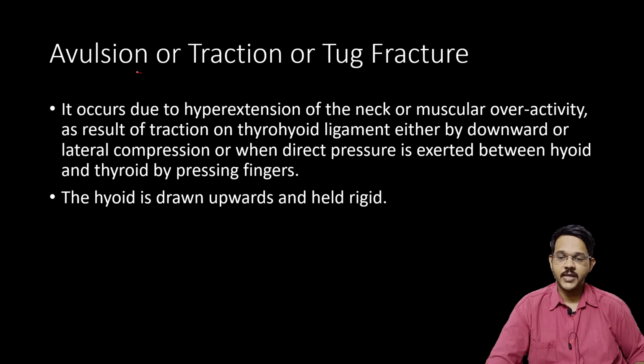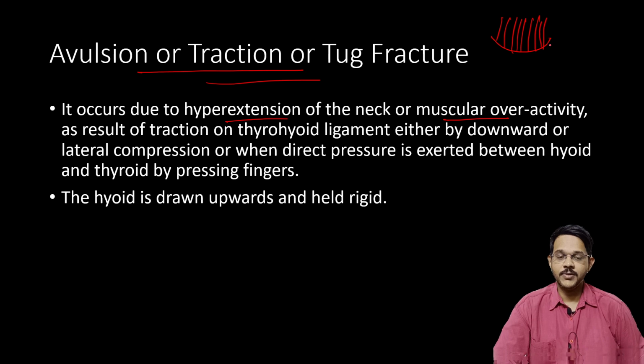The next type of fracture is the eversion, traction or tug fracture. This occurs because of hyperextension of the neck or muscle overactivity. Usually the hyoid bone is attached to many muscles, and hyperactivity of these muscles can cause part of that bone to get fractured or displaced. So it occurs because of overactivity, as a result of traction on the thyrohyoid ligament, either by downward or lateral compression, or when direct pressure is exerted between the hyoid and the thyroid by pressing fingers.